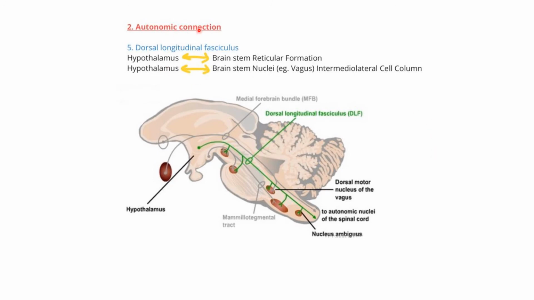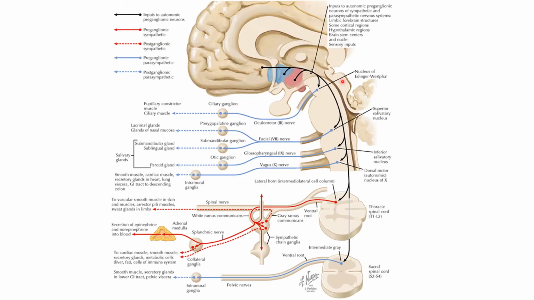So the autonomic connections, the main connection is the dorsal longitudinal fasciculus. The hypothalamus connects to the reticular formation, as well as the vagus nucleus, and the anterior medial cell column in the spinal cord, and as well the vagal nuclei and the reticular formation.